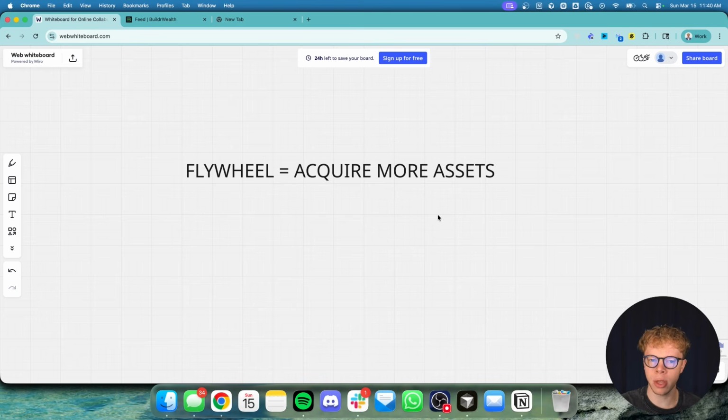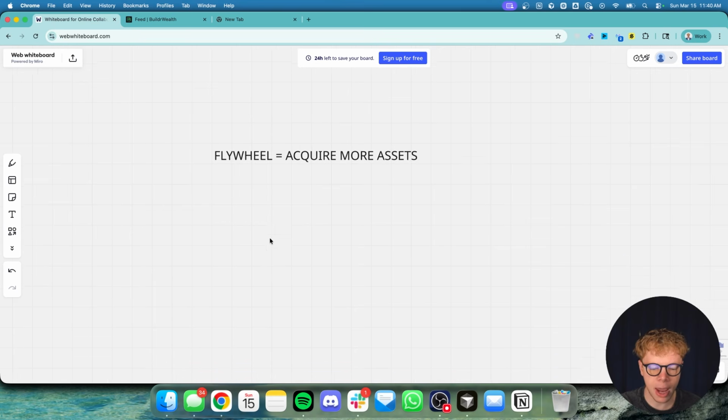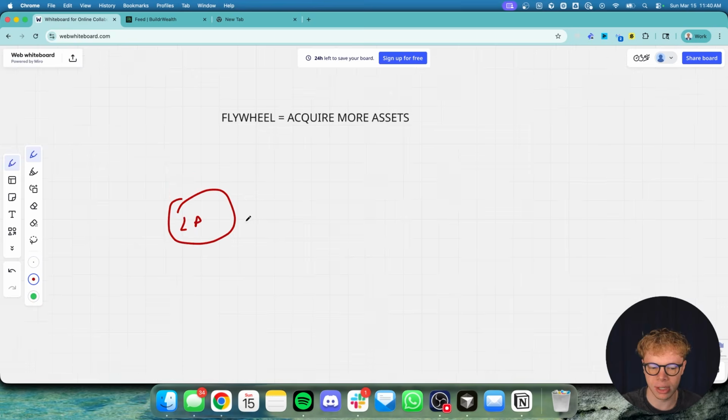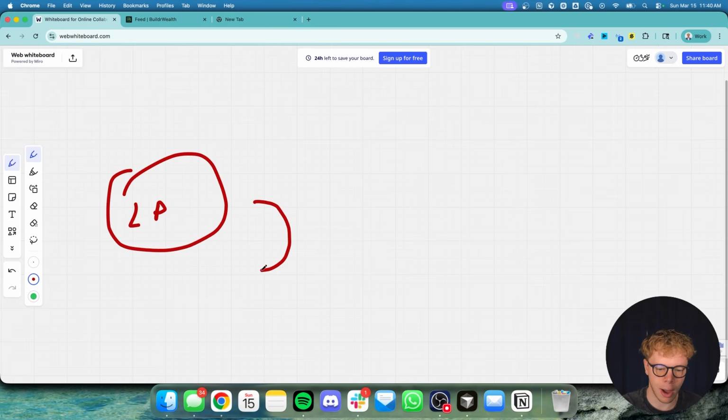So my company coined the term DeFi Flywheel, and today I want to show you exactly how that works in a bear market. A flywheel is essentially acquiring more assets without actually having to inject more cash to acquire those. So this could be a very, very simple flywheel, or maybe you have one bucket like a liquidity pool, and this liquidity pool produces income in which you just compound.